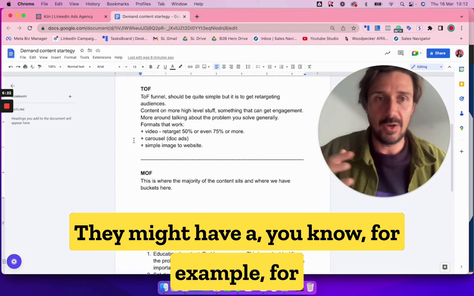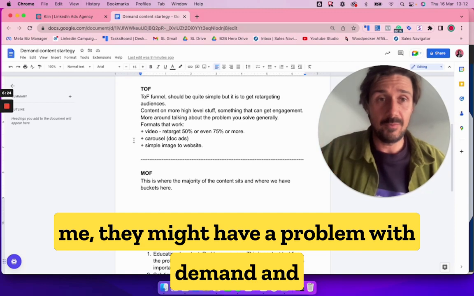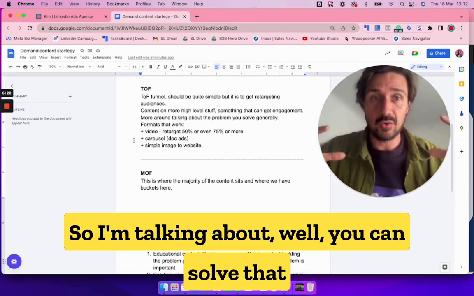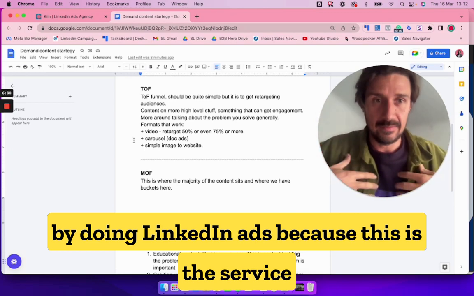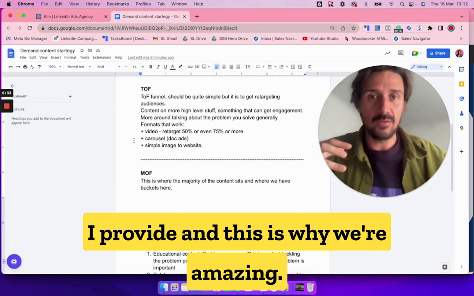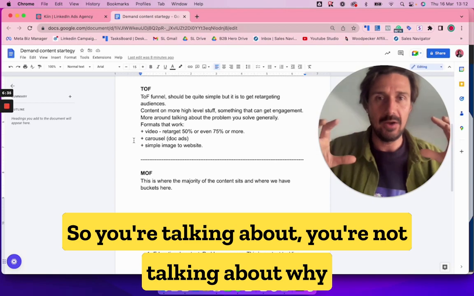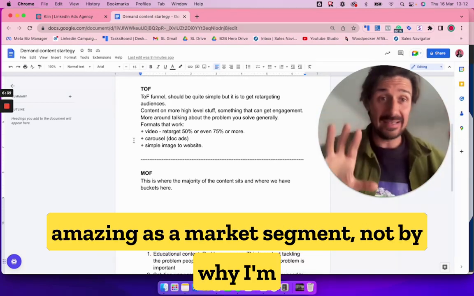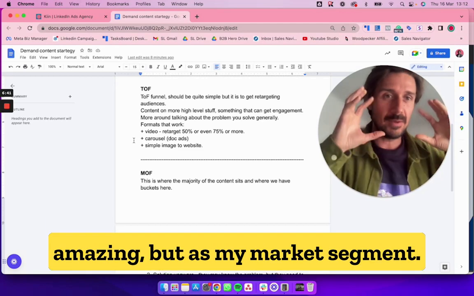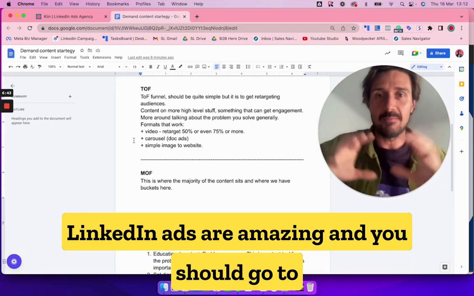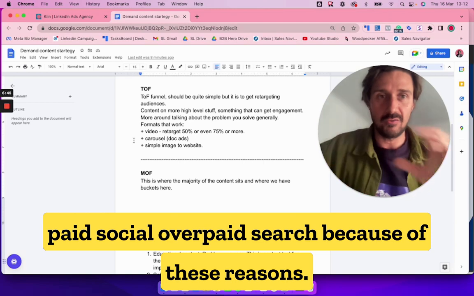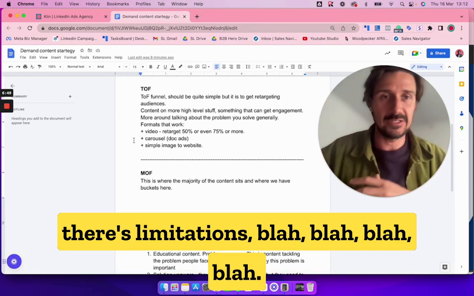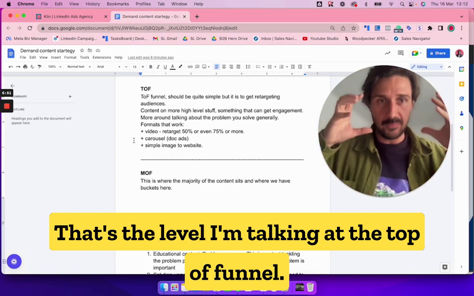For example, for me, they might have a problem with demand and they're currently looking at how to solve that. So I'm talking about how you can solve that by doing LinkedIn ads, because this is the service I provide. You're not talking about why we're amazing, but why LinkedIn ads are amazing as a market segment, not why I'm amazing, but as my market segment. LinkedIn ads are amazing, and you should go to paid social over paid search because of these reasons. Paid search has a roof and there's limitations, blah, blah, blah. That's the level I'm talking at in the top of funnel.